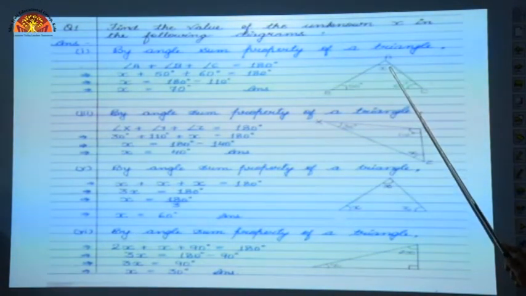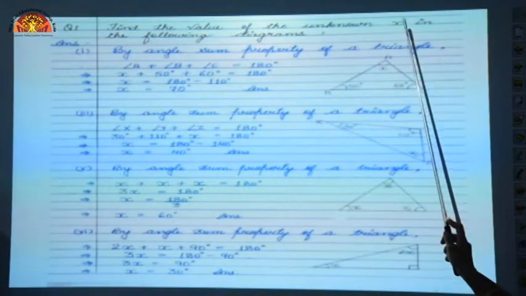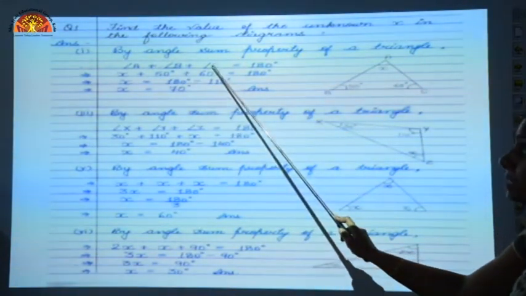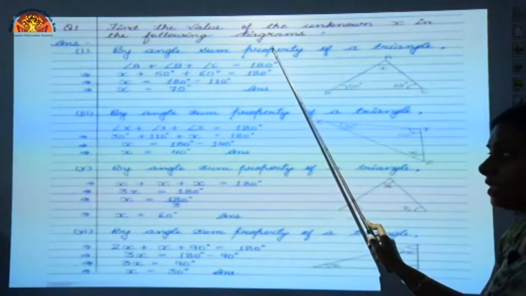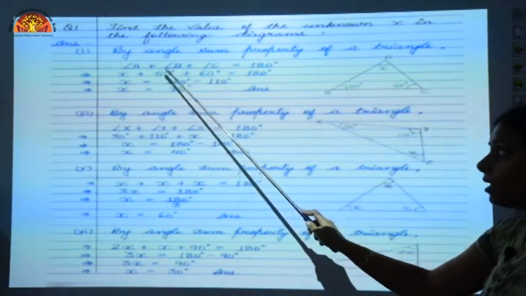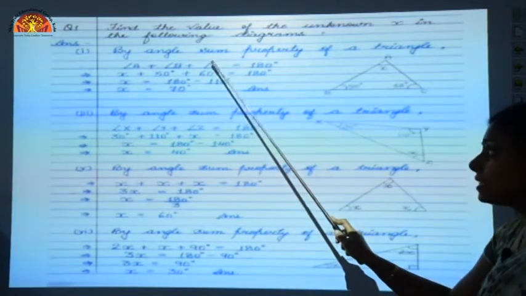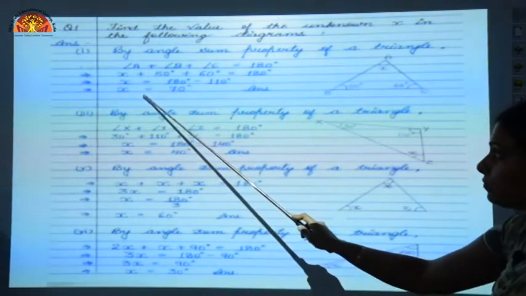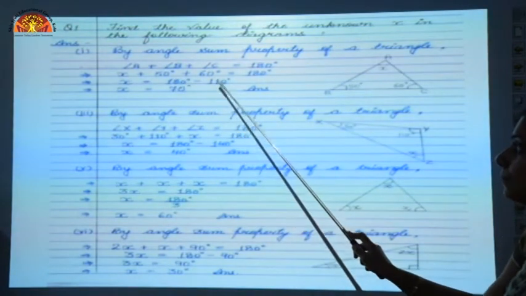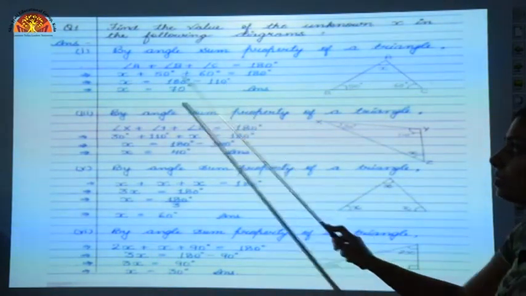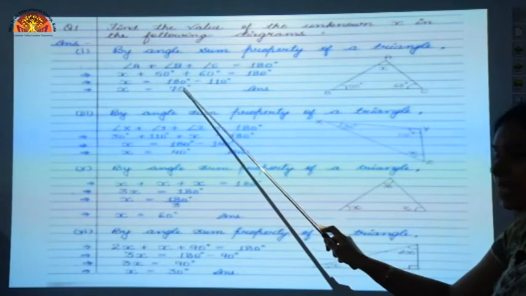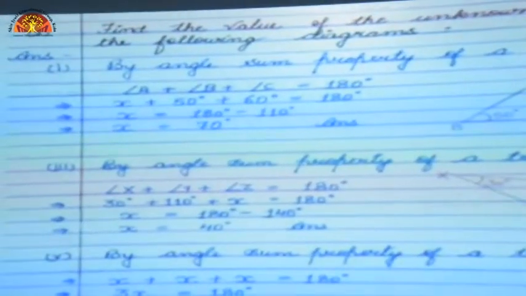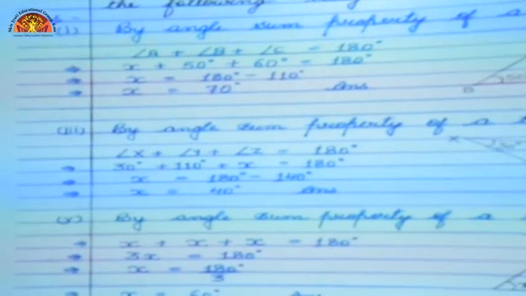angle x. So by angle sum property of a triangle, angle A plus angle B plus angle C is equals to 180 degree. So x plus 50 degree plus 60 degree is equals to 180 degree. So x is equals to 180 degree minus 110 degree. So x is equals to 70 degree. In the similar manner, children, you can just solve the other two questions.